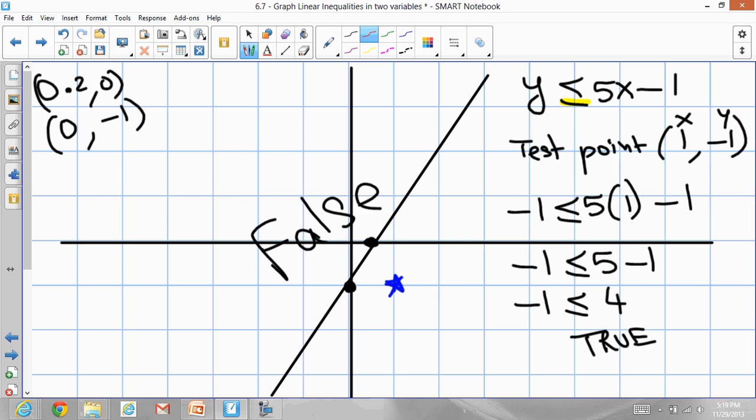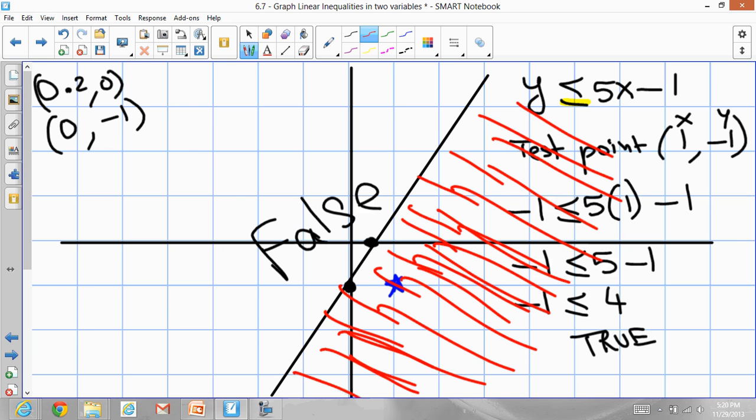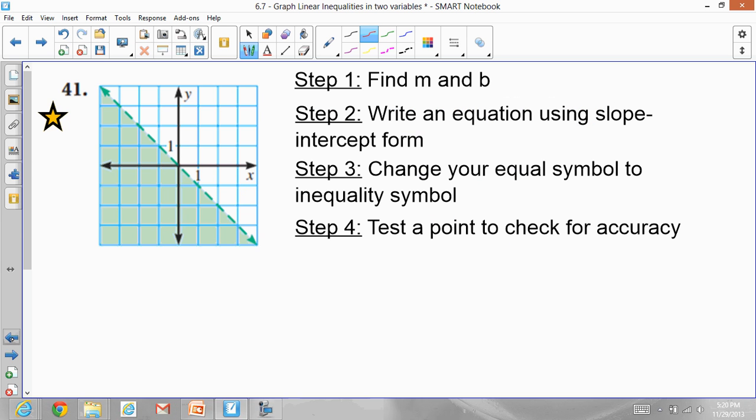So what I'm going to do is start shading this side of my line. So this is how my graph is going to look. What it really means is any point that falls on this side of the line will make this inequality come true. Since there are a lot of steps involved in this question, please make sure that you have rewound and understood this multiple times. Now let's focus on question number 41.